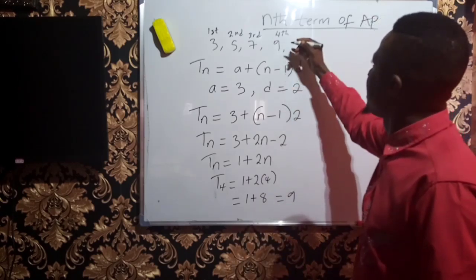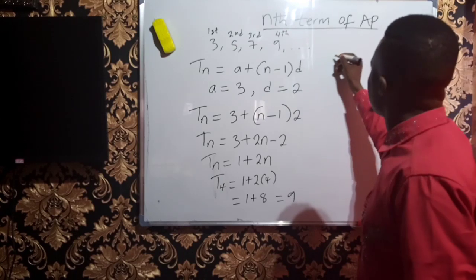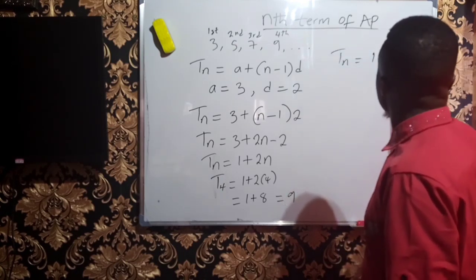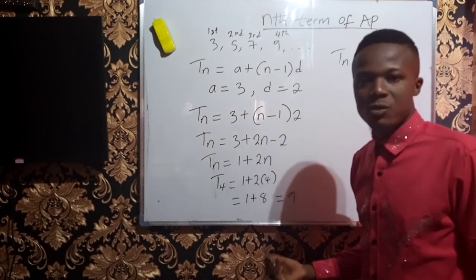So if I still want to get the 100th term of this sequence, I'll just write my Tn is 1 plus 2n. That is the general formula of this sequence.